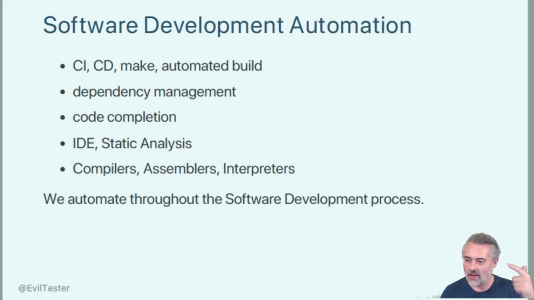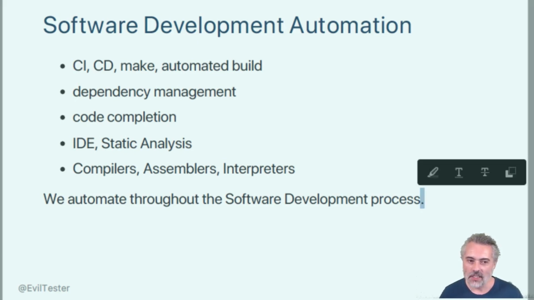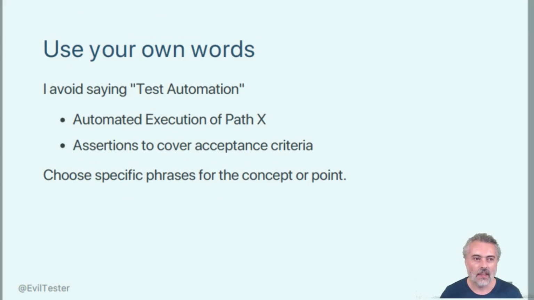Like building something every time we check something in, running unit tests as we do it, automated build processes, dependency management, so we download the dependencies automatically, we just configure them, code completion when we're using the IDEs, static analysis, we've got compilers, assemblers, interpreters. All of this is automated work and tool support within software development. It is natural for us to automate stuff. But it seems like only in testing do we ever really get hung up on things.